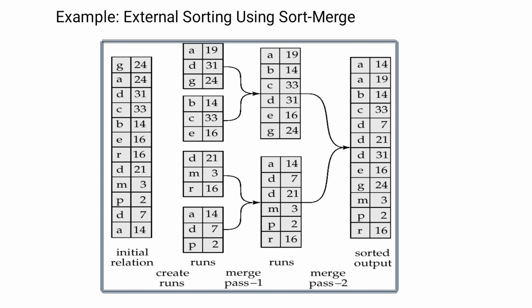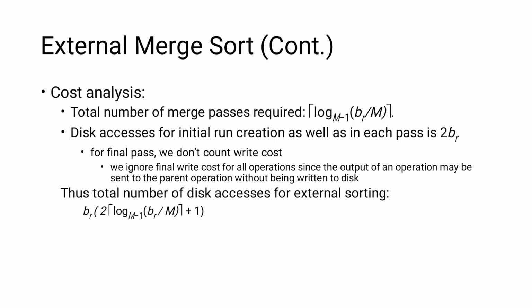The number of block transfers required for the external sort merge is computed as follows. Let BR be the number of blocks containing records of relation R. The first stage reads every block of the relation and writes them out again, giving a total of 2BR disk accesses. The initial number of runs is ⌈BR/m⌉. Since the number of runs decreases by a factor of m-1 in each merge pass, the total number of merge passes required is ⌈log_{m-1}(BR/m)⌉.